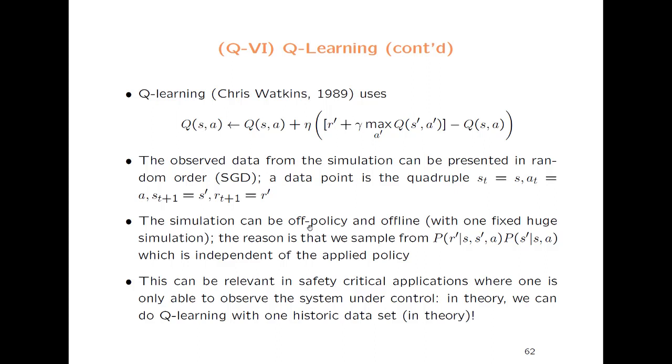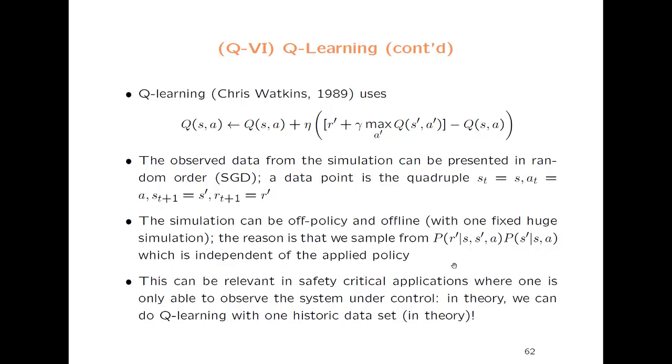And the reason is that in the simulation we are not using the follow-up action, because we are maximizing over the follow-up state. So we are not insisting that we are following a policy. That's why we can use the data from a simulation with a certain Q function, a certain policy, to iterate in this fashion. And this can be relevant in safety critical applications where one is only able to observe the system under control, so under a certain policy. So in principle we can do it.